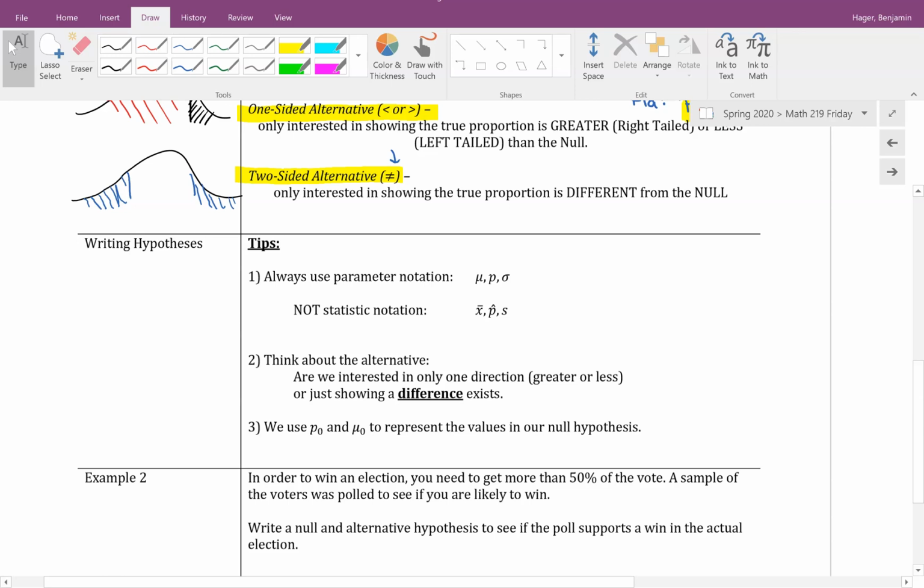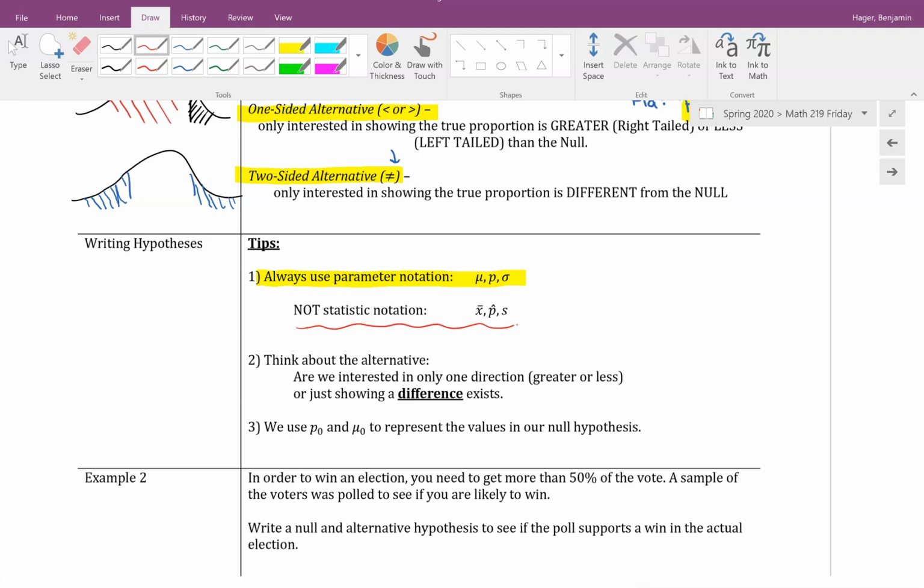All right, I promise you. Some other tips for writing hypotheses: we always use parameter notation. So mu, or p for the population proportion, or if we're talking about standard deviation, then the population standard deviation sigma. We do not use statistic notation, remember, which is what comes from our sample, like the sample mean and sample proportion.